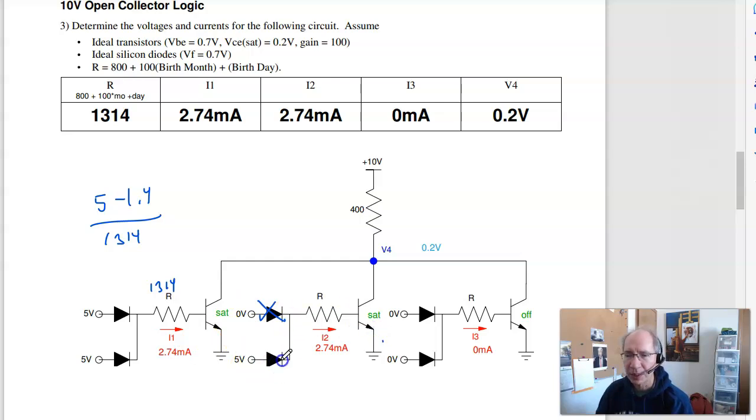5 minus 1.4 over R, 2.74 milliamps, and then 0 gives you 0. Now this allows beta IB, allows 274 milliamps to flow. I'm only trying to push 25 milliamps. So this one saturates, that one saturates, and the output is 0.2 volts.